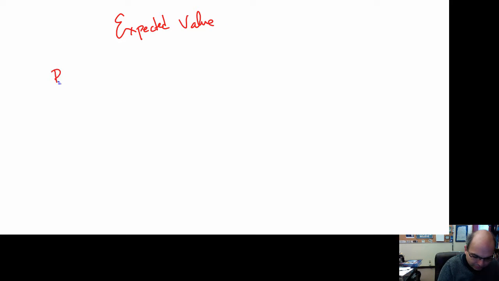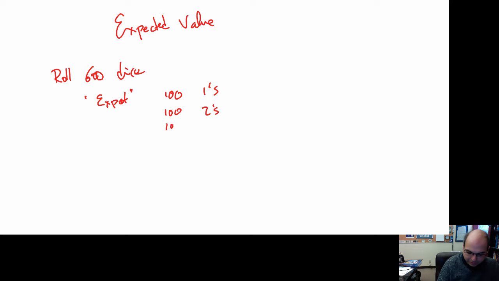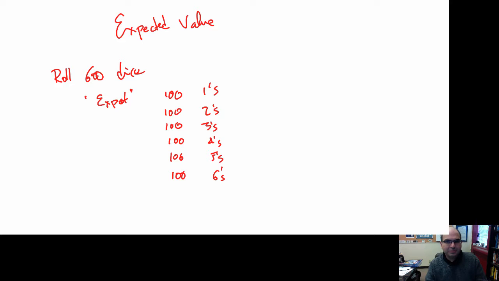Okay, so what's really happening is this. Let's roll 600 dice, okay? Or one die 600 times. All right, so because the probabilities are the same, I might expect 100 ones, 100 twos, 100 threes, 100 fours, 100 fives, and 100 sixes. Now, between you and me, if you actually do this experiment, you're probably not going to get exactly 100 ones. You might get 98. You might get 105, and so on. But the probabilities are such that this is a reasonable expectation.